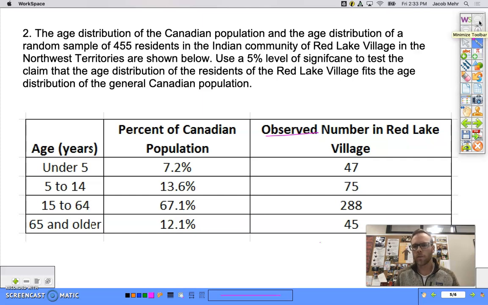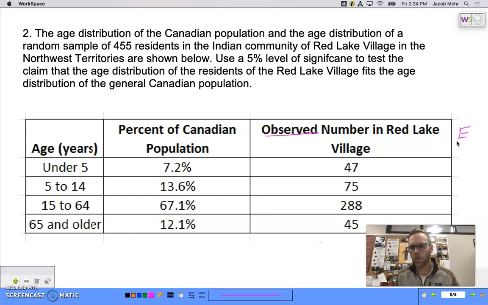This is our observed. Let's make another one right here for our expected frequency. So how are we going to do that? If we're assuming this is the true population distribution, we expect 7.2% of 455 to be 5 and under. So I'm going to grab my calculator and find 7.2% of 455. 32.76. Okay. Notice that this village is higher than that. Is it going to be statistically significant or not? We're yet to find out.